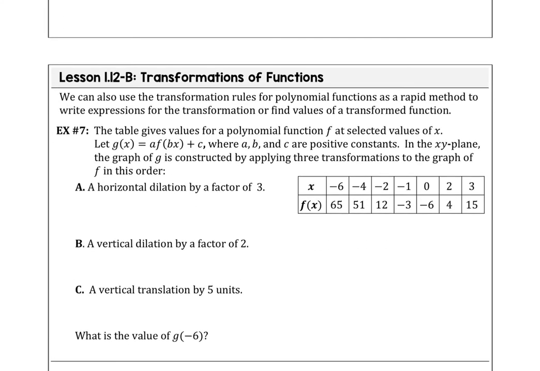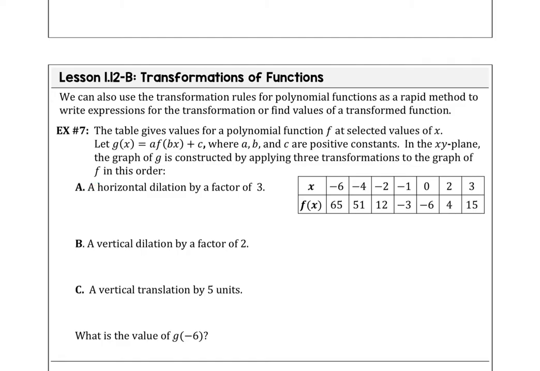Let's look at how we can use transformations and the rules that go with transformations as a rapid method to write expressions for the transformation or find values of that transformed function. For example, in example 7, we've got a table of values for a polynomial, and we've got that general rule right there where a, b, and c are positive constants. And the graph of g is constructed by applying 3 transformations to the graph of f in this order. So the first thing we want to do is a horizontal dilation by a factor of 3.